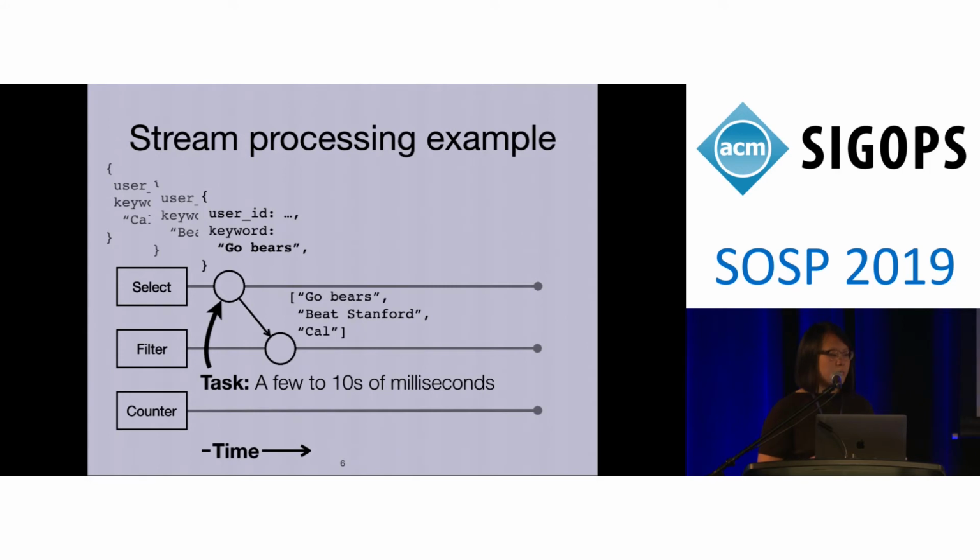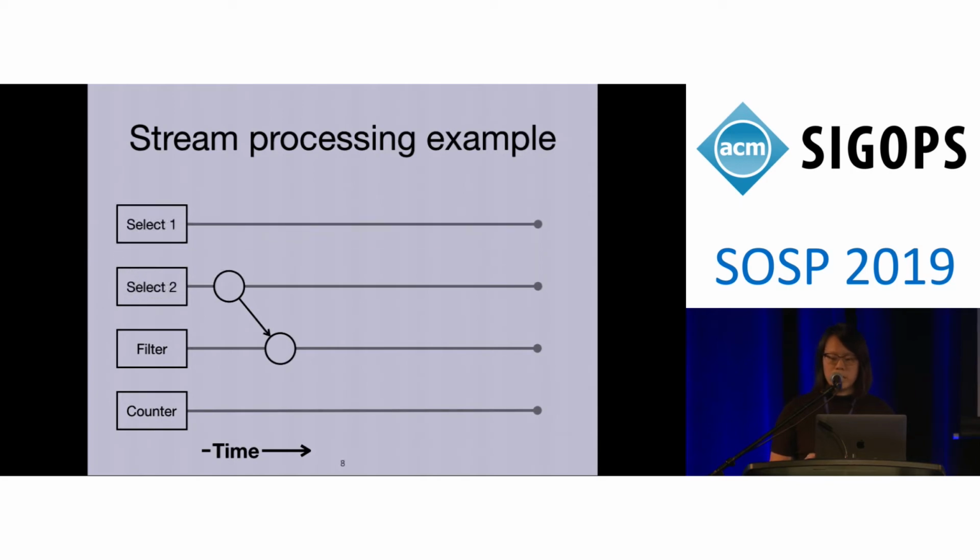To scale out a system like this, we can create multiple instances of the operators. So here we can create two select operators that can now execute tasks on different batches of the input stream in parallel. So we can continue running this application, and now maybe we'll send a +2 task to the counter.